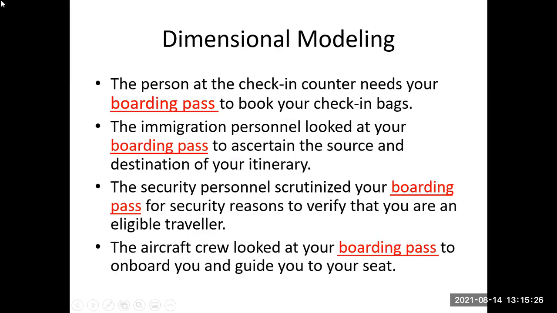Okay. Coming to the next, it was dimensional modeling. It is like a single version of the truth. The example we had given: the person at the check-in counter needs your boarding pass to book your check-in bags. The same concept is asked by everyone. That's what we call dimensional modeling.